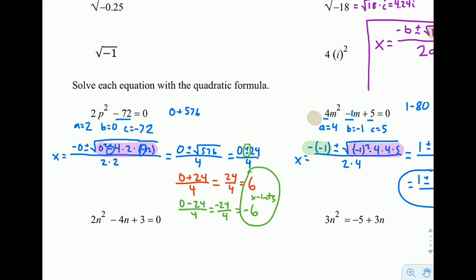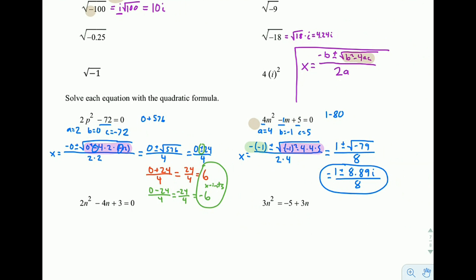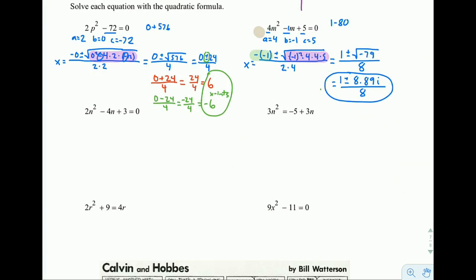But that would be how you find it on both of these problems. In this case, we have 2 reals. In this case, we have 2 imaginaries. So good luck with the remaining problems.